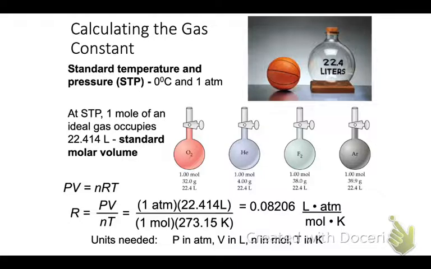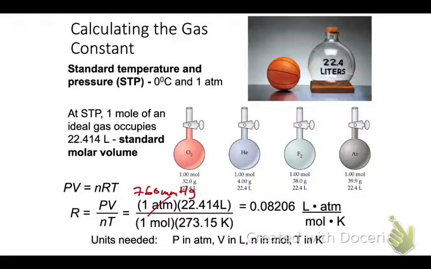So pay attention that in this specific R, we used the pressure in atmosphere, volume in liters, n in moles, and T in Kelvin. Now there is another R in which I'm going to express the pressure in millimeter mercury, right? So instead of 1 atmosphere, I am going to have 760 millimeter mercury. If I have 760 millimeter mercury, what is the new value of R?